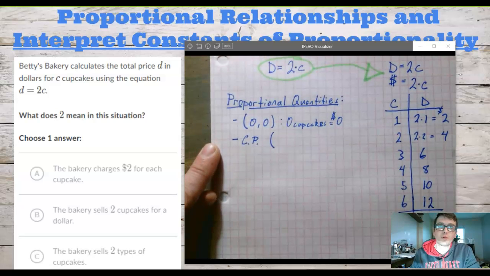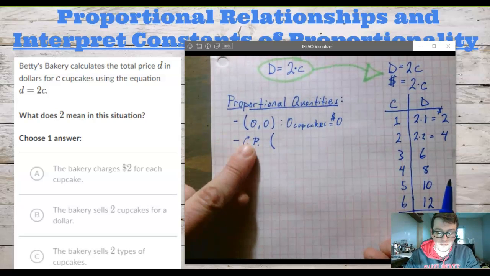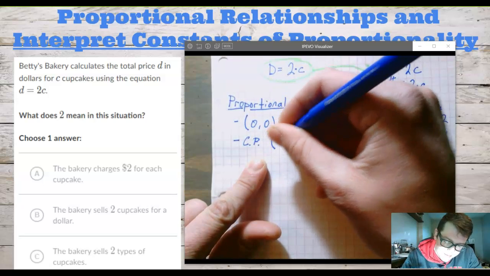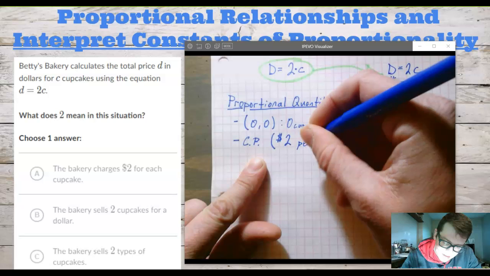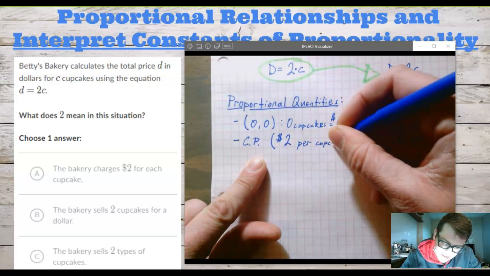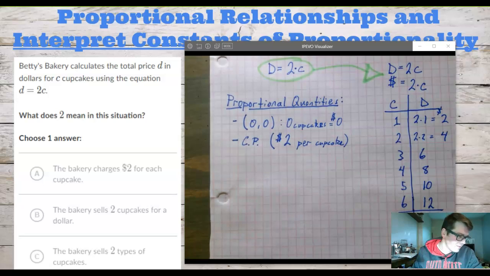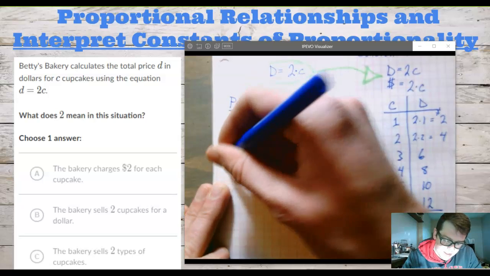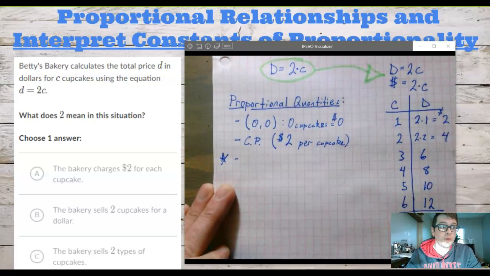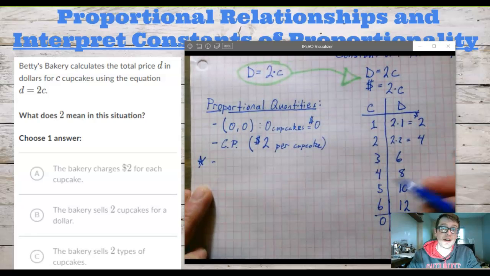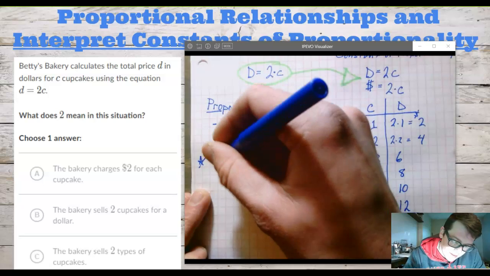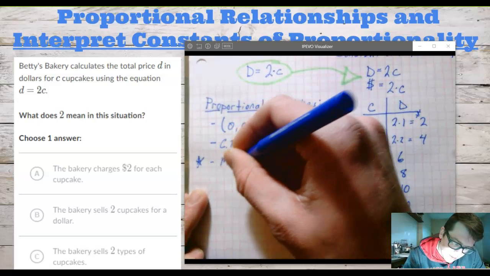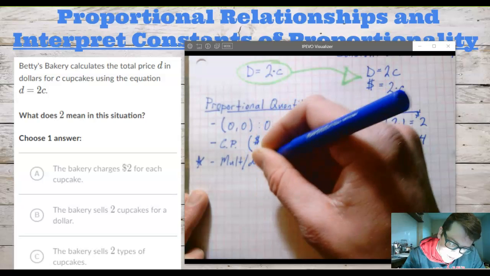Proportional quantities or proportional relationships also have a constant of proportionality, right? Which here is $2 per cupcake. That is our constant of proportionality here. And the other really critical one, I would even put a star next to this, is that what we do to one value, we have to do to the other. So if I double on the left side, I have to double on the right side. If I triple on the left side, I have to triple on the right side. So if we multiply or divide, we have to do it to both values.